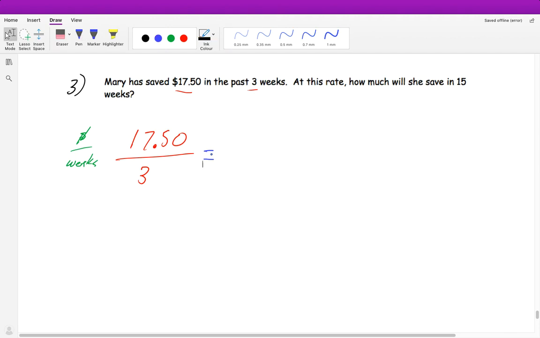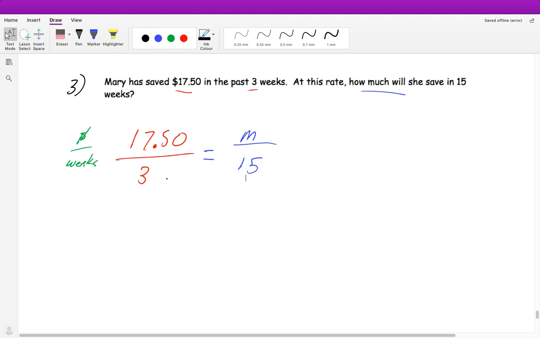So I'm creating a proportion here, so it's going to be equal to, and I don't know how much because they're saying how much will she save. So I'm going to do M for money over 15 weeks. So M over 15. So now I could go ahead and cross multiply this and it will be perfectly fine. Can do that for sure.